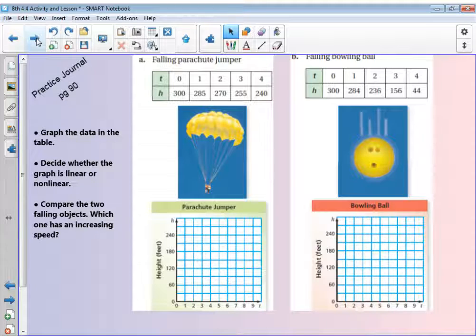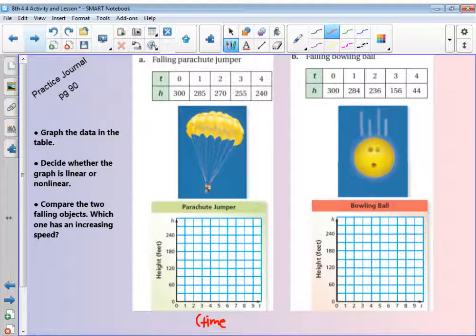I accidentally cut off the very bottom of these graphs, but this T down here actually is representing time. Okay, so when our jumper jumps out at 0 seconds, their height is 300 feet above the ground. So over to 0 up to 300, we're going to go ahead and mark these off. It looks like every box is representing 30 on this parachute jumper. So this would be 270 here. So then 300 would be right here.